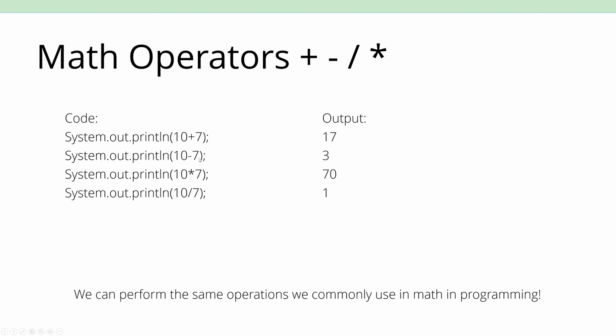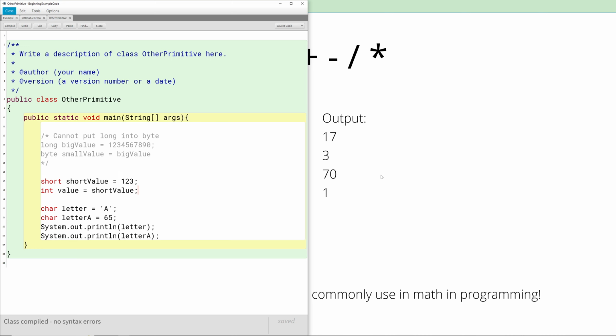Similarly, 10 minus 7 is 3. So it evaluates the expression, and then it prints it out and goes to the next line, so 3. 10 times 7 is 70, and 10 divided by 7 is 1. I don't know about that. 10 divided by 7 is 1. Well, let's give it a try.